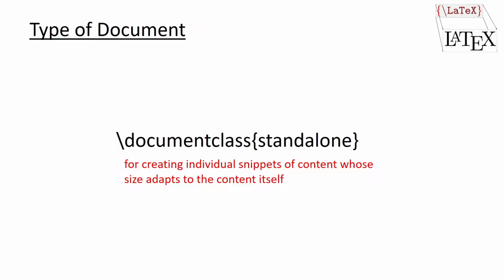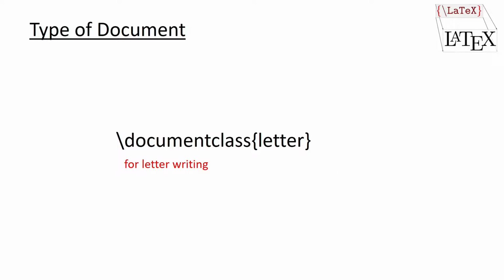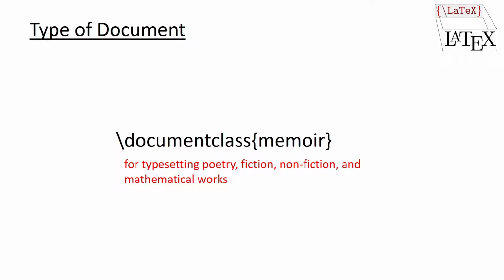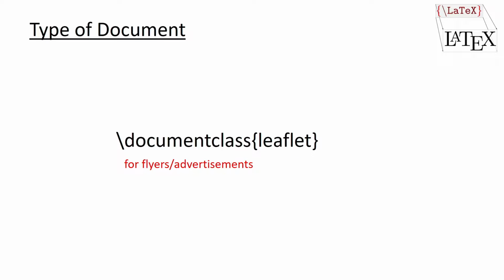For creating individual snippets of document whose size adapts to the content itself, you have to write standalone. For letter writing, the document class will be letter. In order to generate reports like financial reports, you have to specify the document class as report. For typesetting poetry, fiction, non-fiction, and mathematical work, the document class will be memoir. In order to produce advertisements or flyers, the leaflet document class will be used.